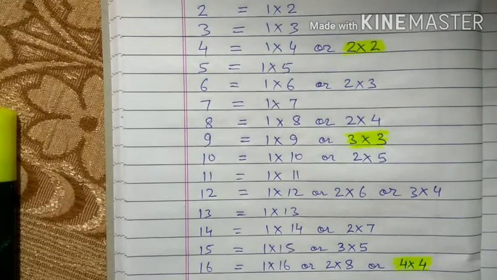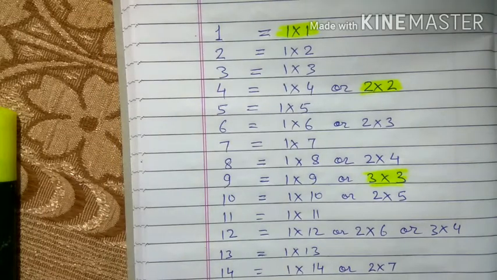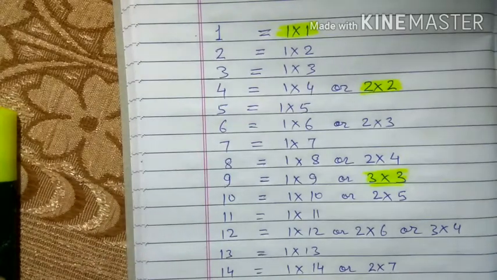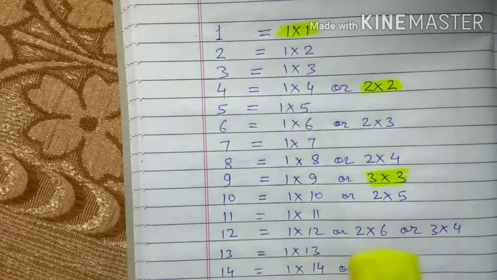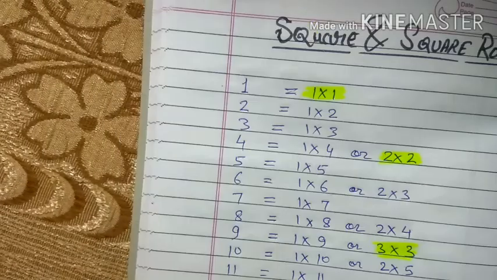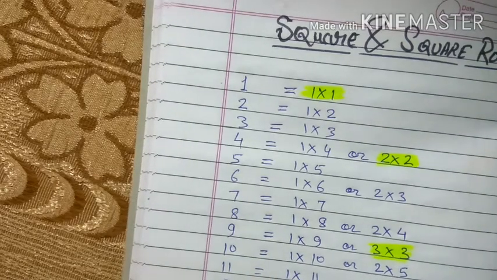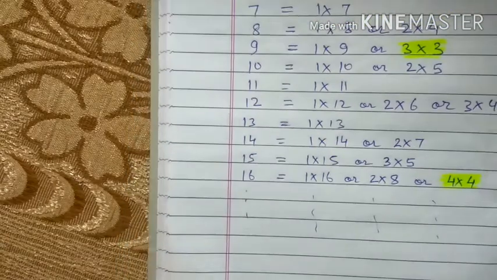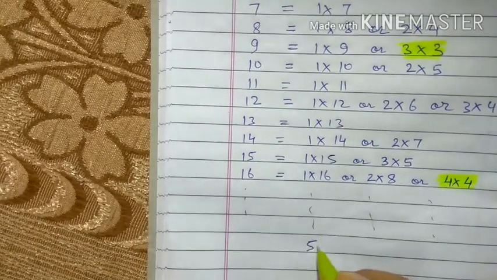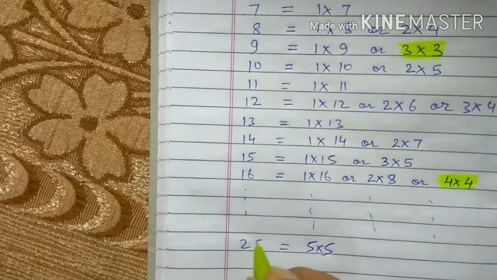So we can say that a perfect square is a number which can be represented as the product of the same number. Like 1 is written as 1 into 1, 4 can be written as 2 into 2, 9 as 3 into 3, and 16 as 4 into 4. So these 1, 4, 9 and 16 are called perfect square numbers. In the same manner, we can find another perfect square by multiplying 5 into 5, and the number is 25.